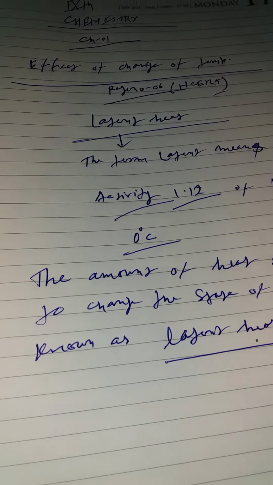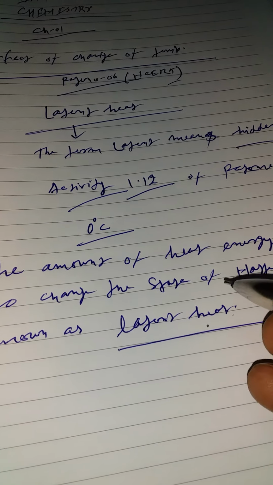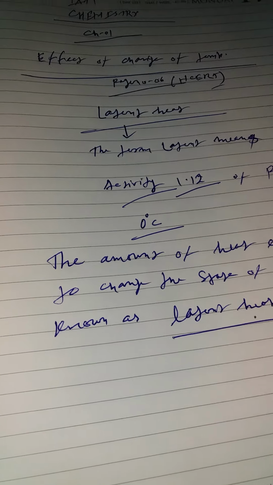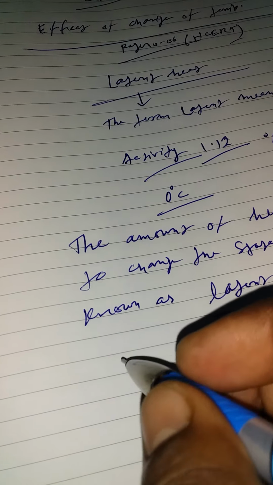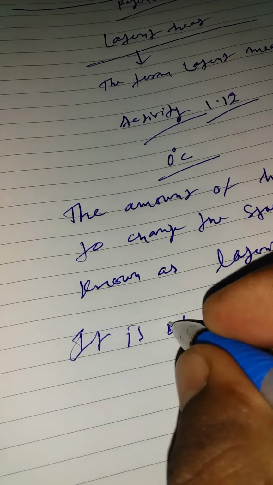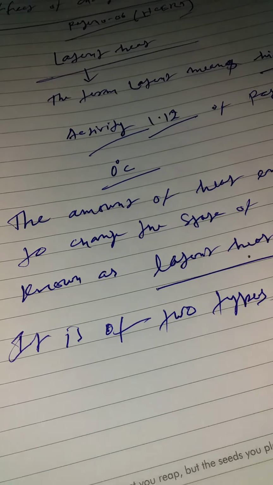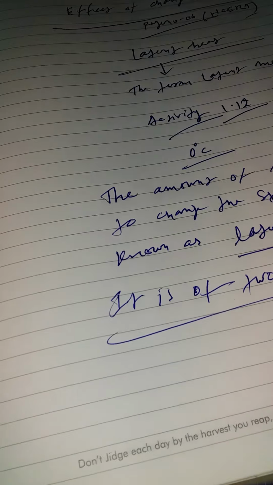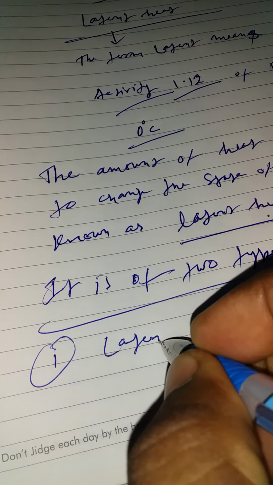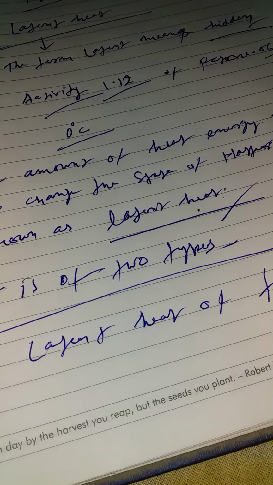So students, the amount of heat energy required to change the state of matter is known as latent heat. It is of two types. First, latent heat of fusion.